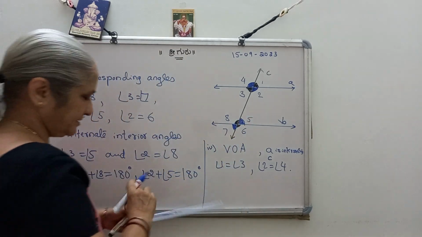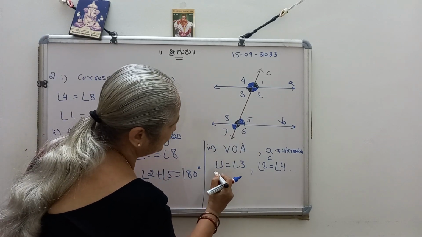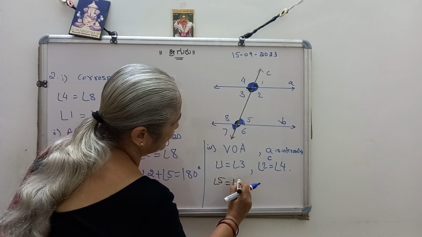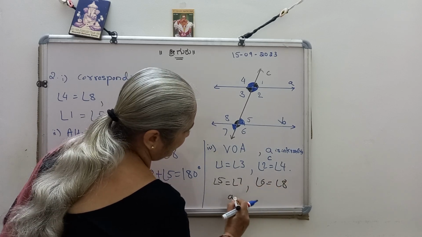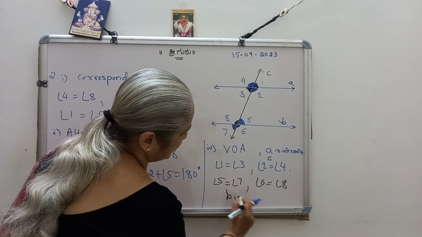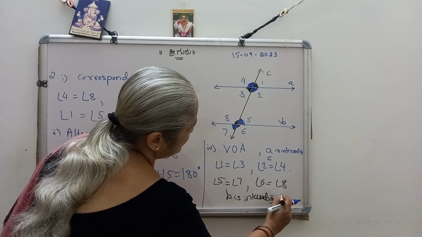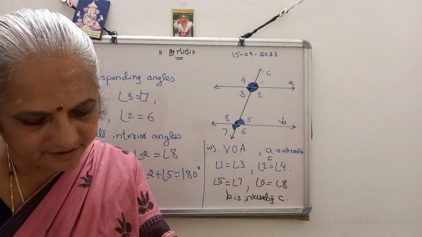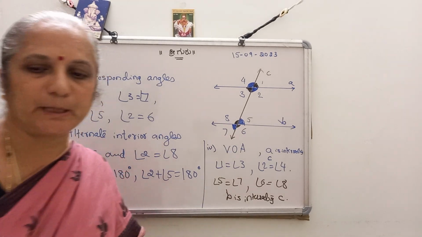So we should write, when these two lines are intersecting, angle 5 is equal to angle 7, angle 6 is equal to angle 8. The line B is intersecting line C. So this is how we should write the required angles. Try the third one till I wipe the board.